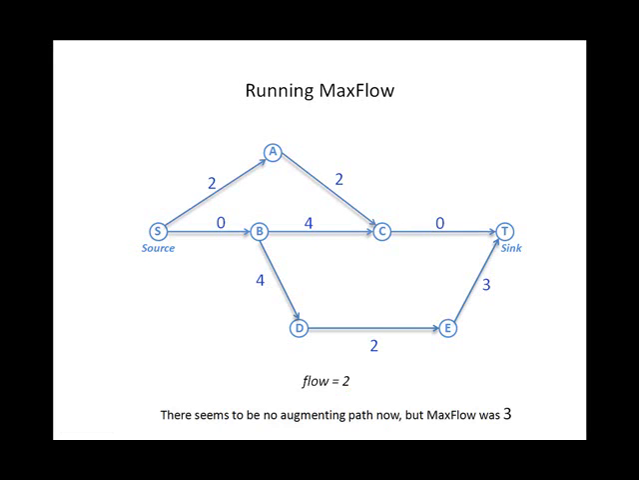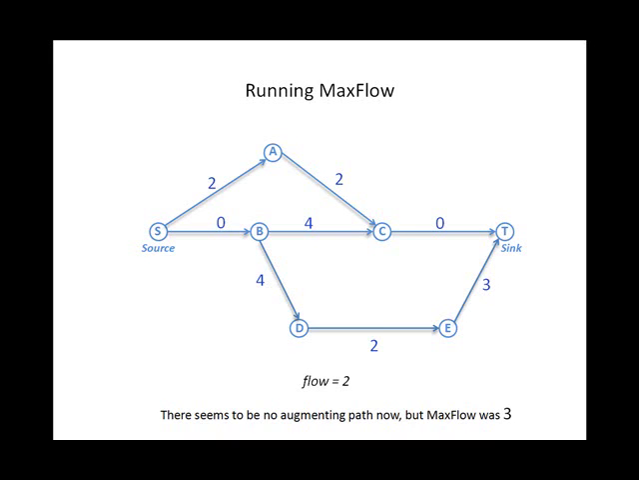Okay. So now if you look at the current network, can we find one more path from S to T traversing only the edges having capacity greater than 0? We cannot go from S to B because it is 0, and if we go from S to A to C, we can't take C to T because the capacity is 0. So there seems to be no augmenting path from source to sink.